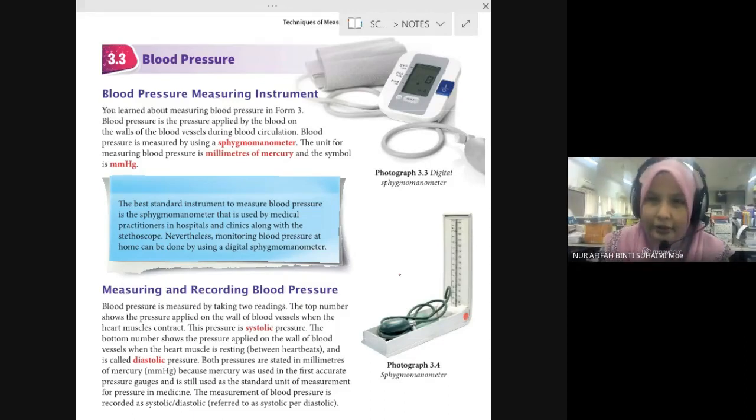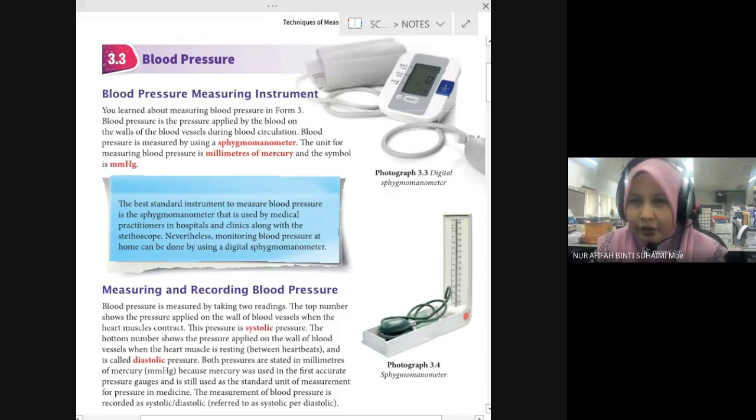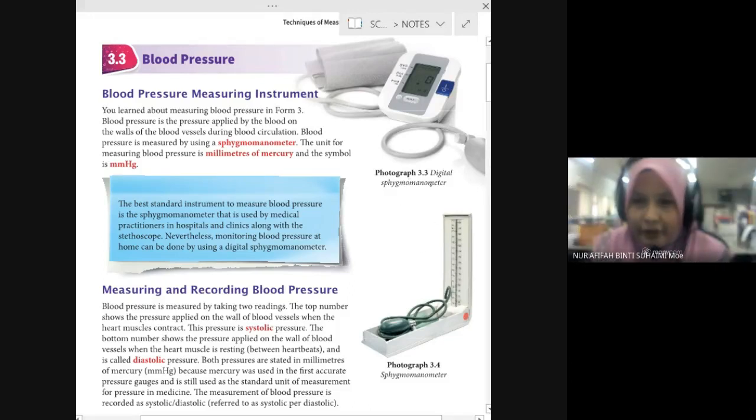Now look, if you look at the picture here, photograph 3.3 and photograph 3.4, both of these instruments are used to measure blood pressure. 3.3 is the digital sphygmomanometer and 3.4 is the sphygmomanometer that we always see at a clinic or hospital.